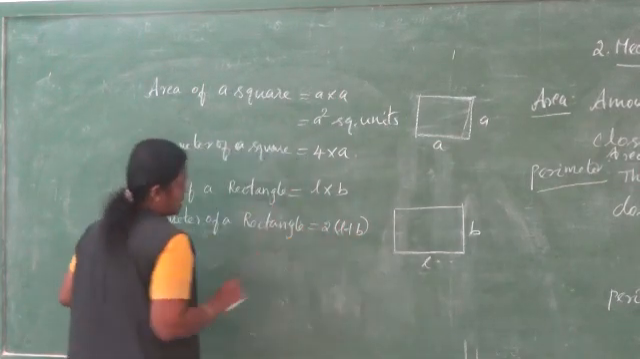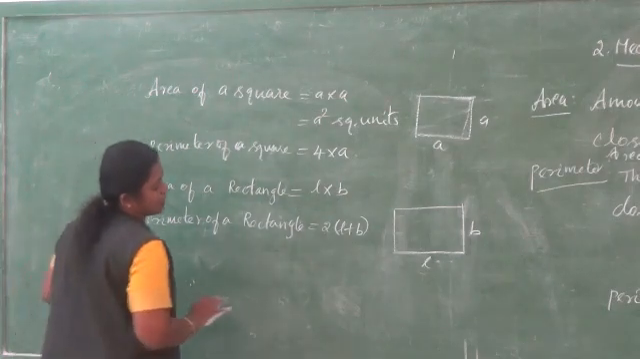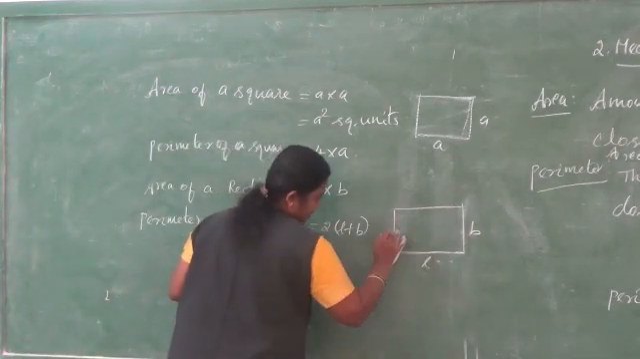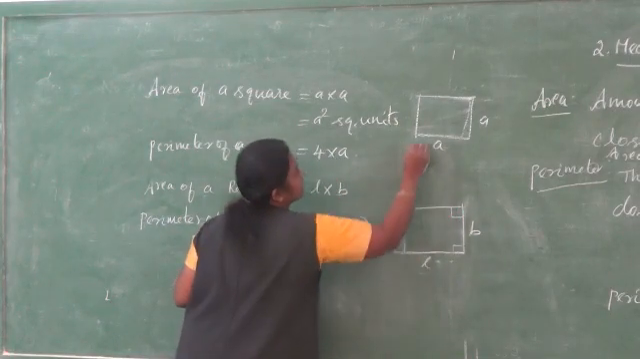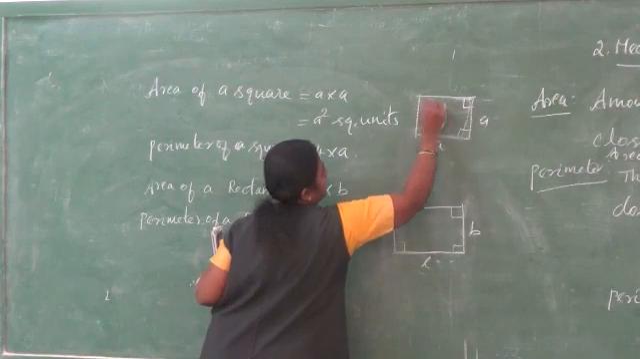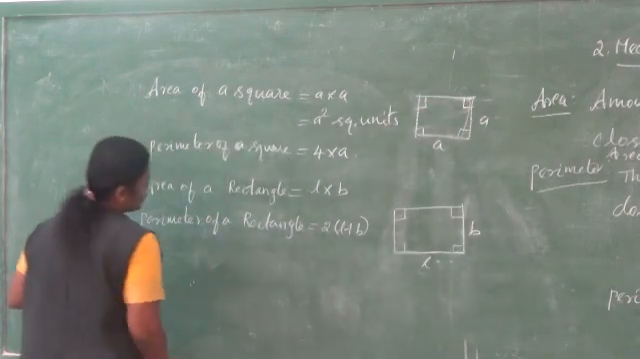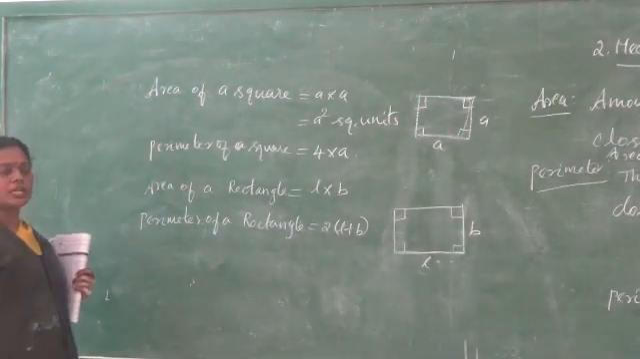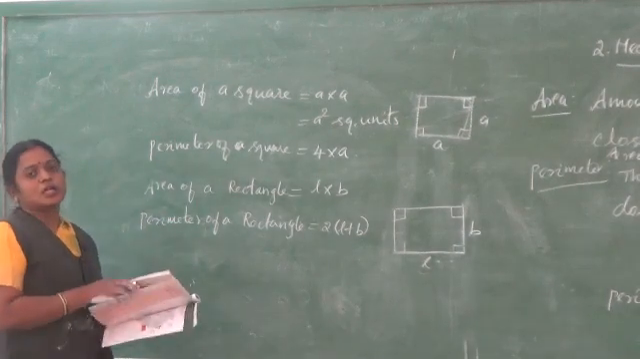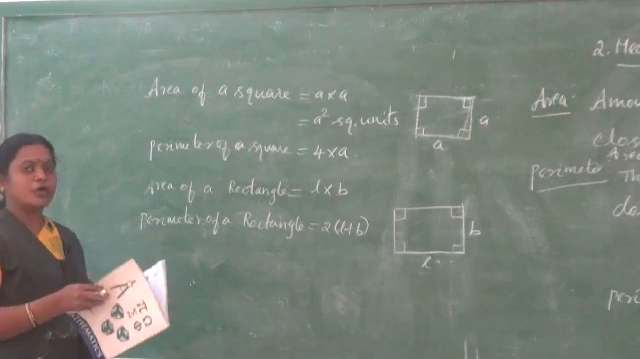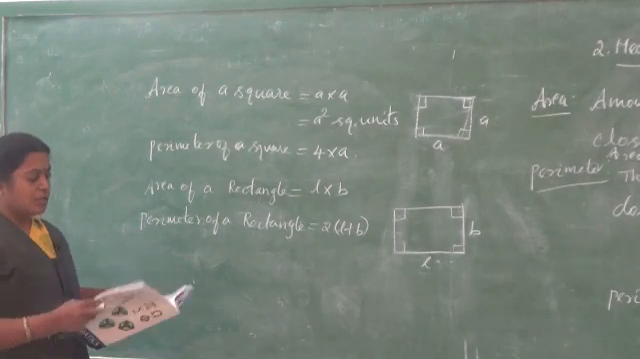Into L plus B. Here in a rectangle all the sides, opposite sides are equal and parallel and each angle is 90 degree. So you need not much introduction about area and perimeter because already we know very well. Now we are going to learn the shape of parallelogram.